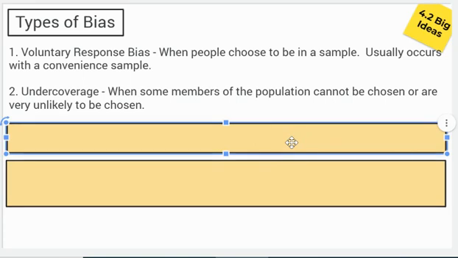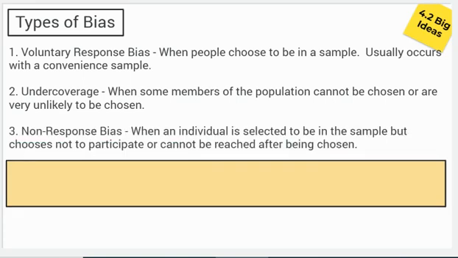The third type of bias that we're going to look at is called non-response bias. Now, that's when an individual is selected to be in the sample, whatever sampling method is chosen, an individual is selected to be in that sample, but they choose not to participate in the survey or they cannot be reached. Now, this is different than voluntary response bias. They may choose not to participate, but it's not voluntary response bias because up here people are choosing on their own to be a part of the sample.